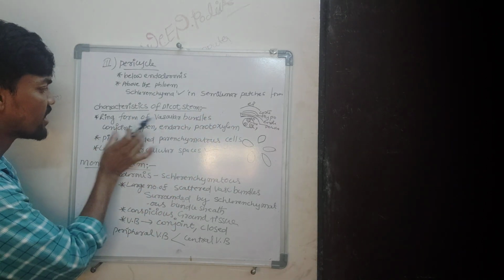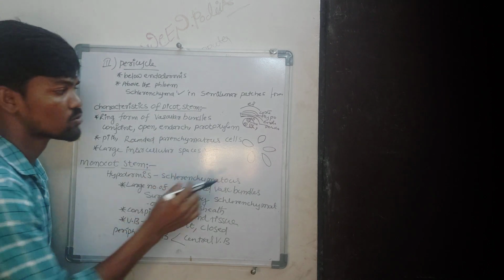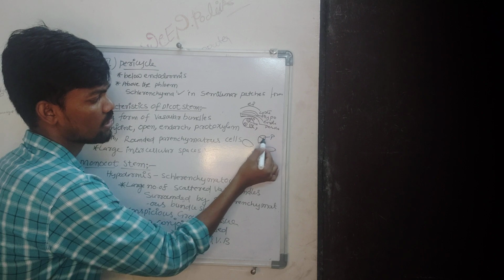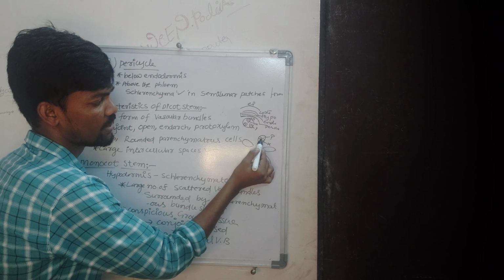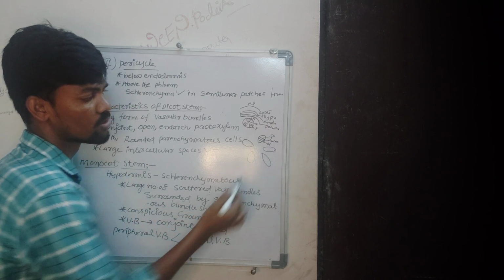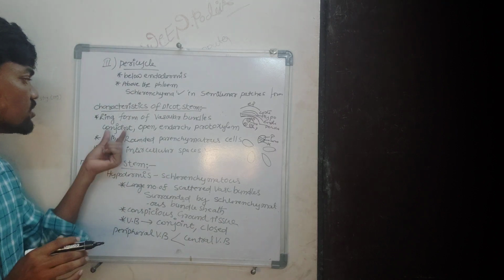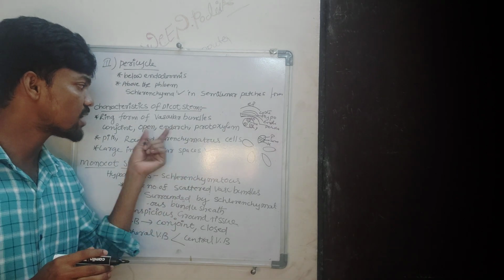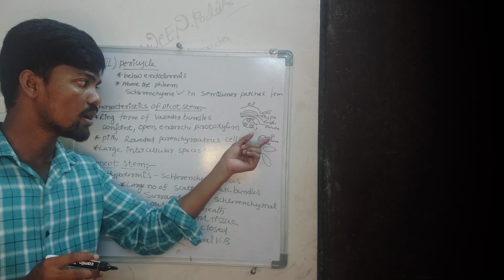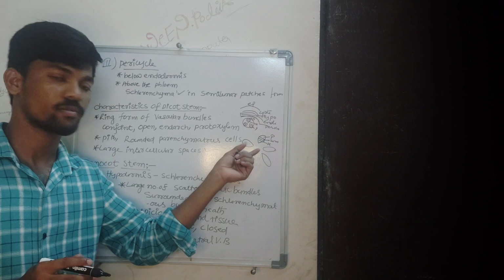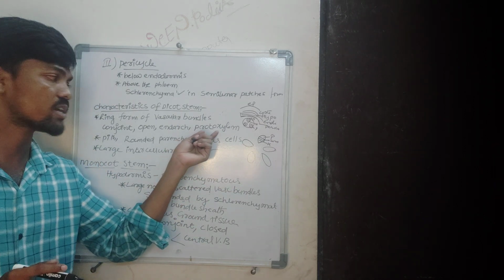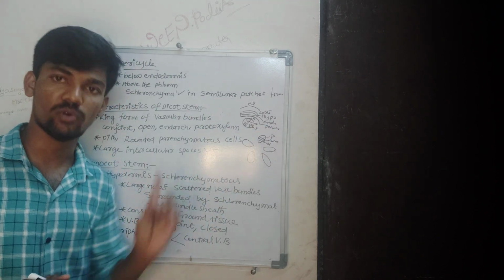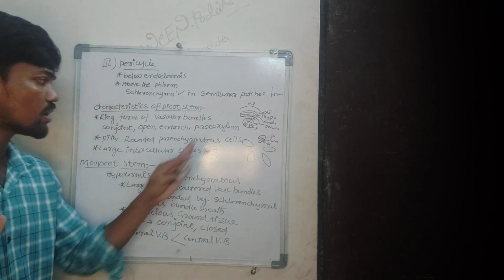These are conjoined and open. How are they formed? This is phloem, this is xylem, and between them the cambium will be present. So if cambium is present, they are conjoined and open. Endarch means the protoxylem is towards the pith, and the xylem is first to form, then the phloem. These are the main concepts here.